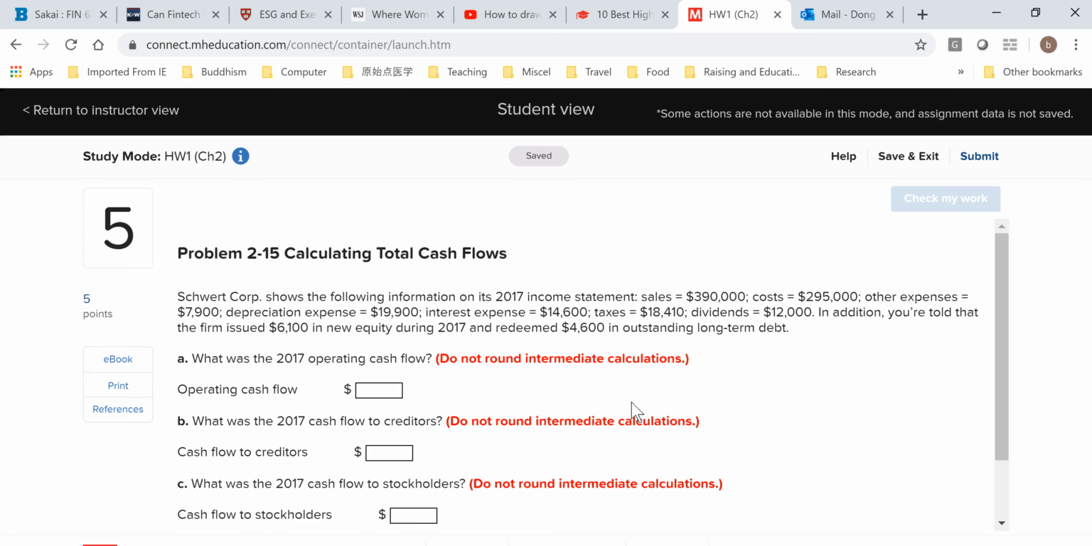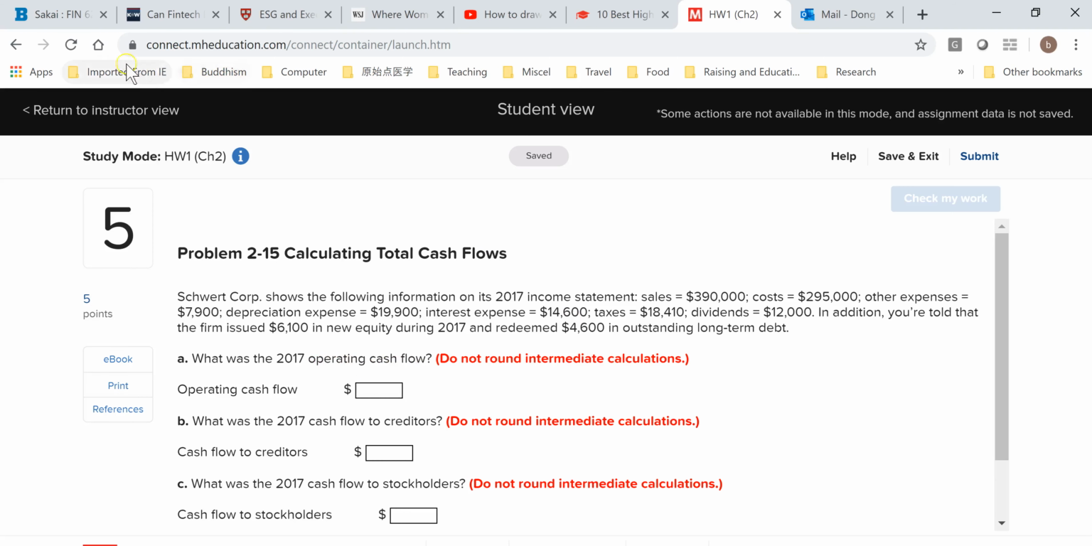This is question number 5 on homework 1, problem 2-15. So we are provided with a bunch of numbers. You can see that most of the numbers are from the income statement. So I think the first step is basically to construct this income statement based on these numbers. So part A, what was the 2017 operating cash flow?